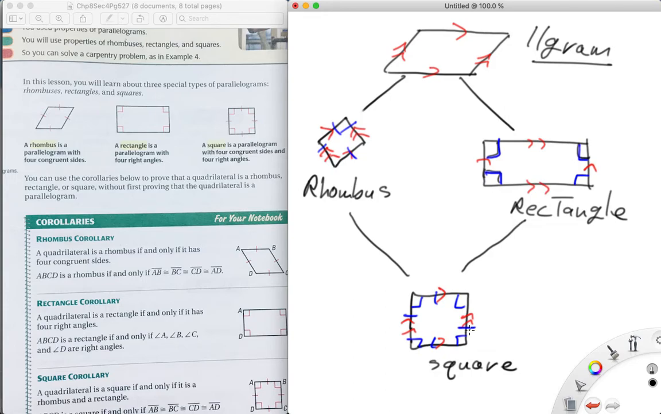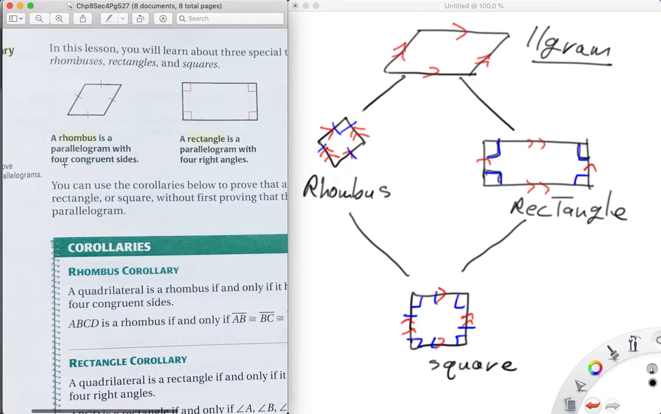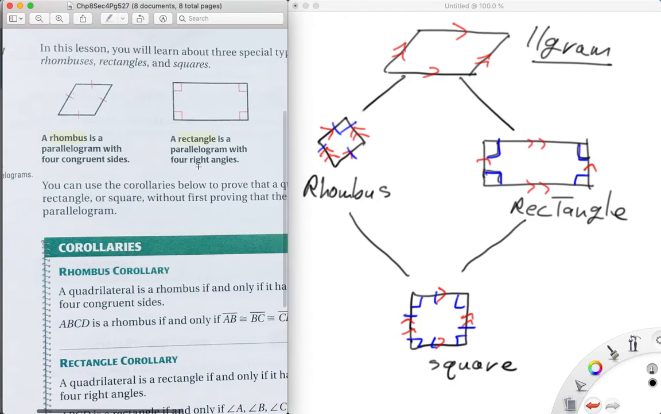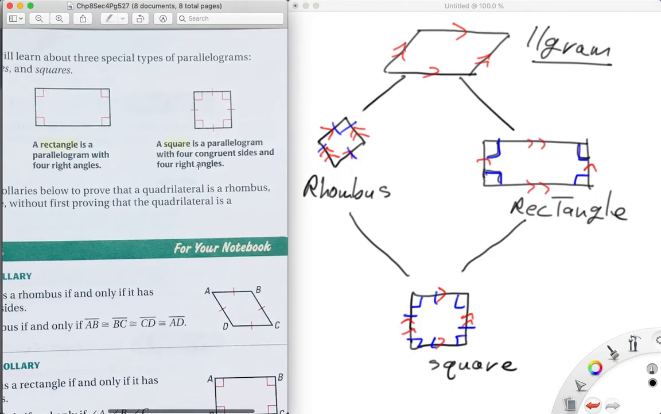Okay. So here's the definition of the rhombus. I'm not going to write it down. A rhombus is a parallelogram with four congruent sides. That's it. Then we have a rectangle: a parallelogram with four right angles. And then you have a square: a parallelogram with 4 congruent sides and 4 right angles. That is a square.